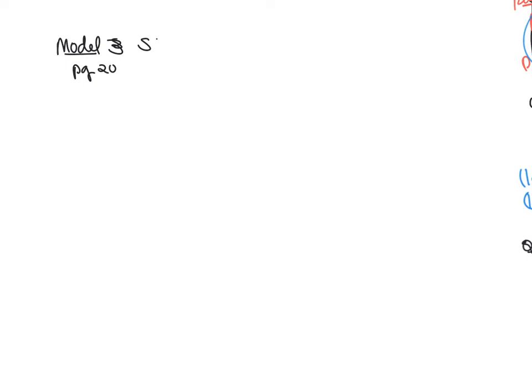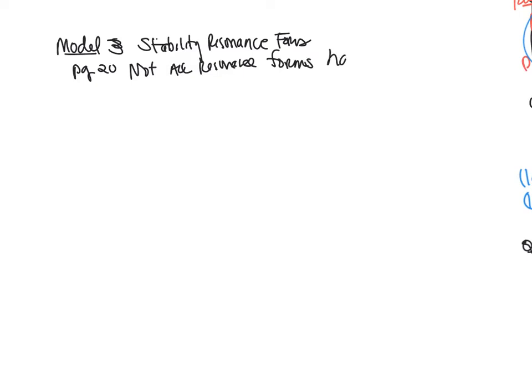Okay, so let's look at Model 3. As I draw these out, you can go ahead and start working that page. So this is Model 3. It's on page 20, and this is called the stability of the resonance forms. And not all resonance forms have the same energy. Okay, some are more stable than others. And that's what we're going to learn here.